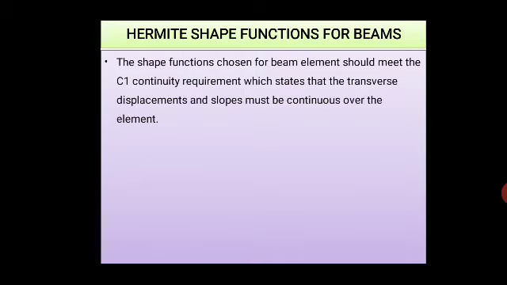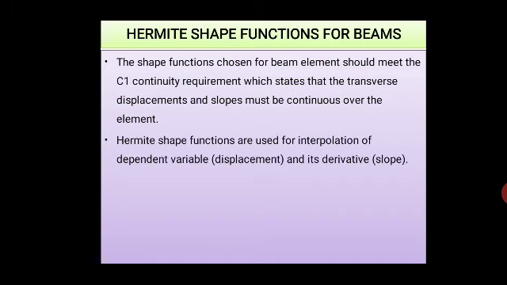So what is the Hermite shape function? The shape function chosen for a beam element should meet the continuity requirement, which states that transverse displacements and slopes must be continuous over the element. For a beam element, not only at the end points, there is a deflection even at the midpoint. To obtain these deflections at the midpoint and throughout the entire element, the necessity is that there should be continuous displacement functions. To obtain this, we need to understand the Hermite shape function.